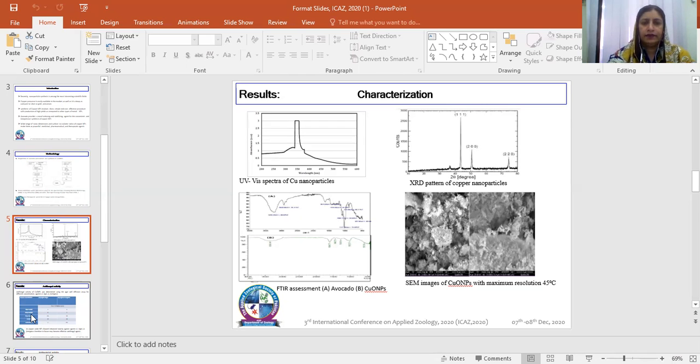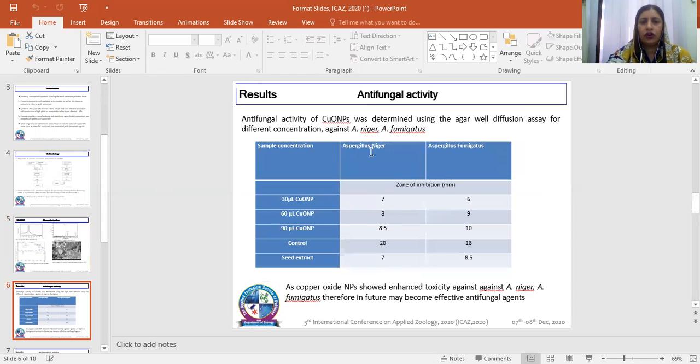The antifungal activity of the synthesized copper oxide nanoparticles was done by using the well diffusion assay. The fungal strains used were Aspergillus niger and Aspergillus fumigatus. There are different concentrations for the determination of antifungal activity with the zone of inhibition. These are the zones of inhibition for the two fungi.